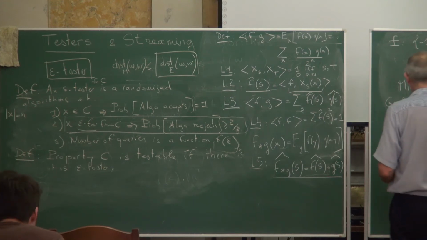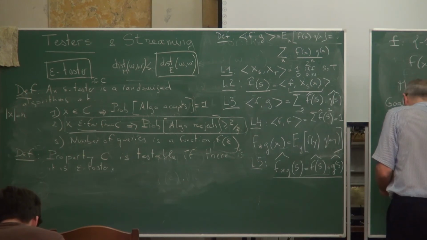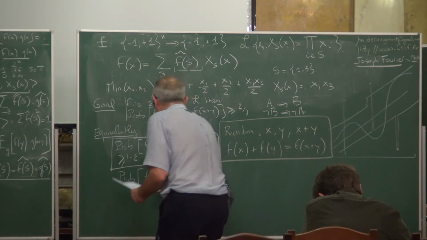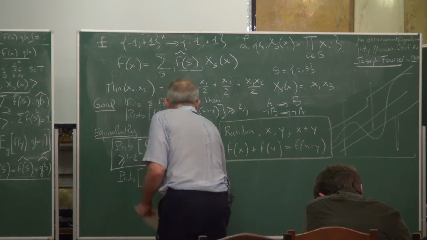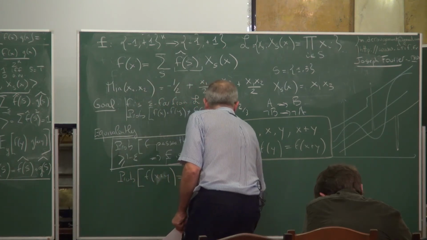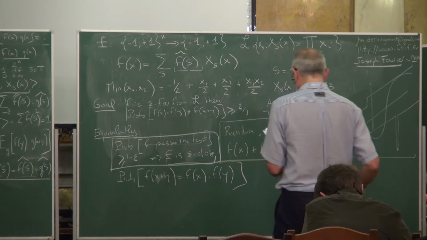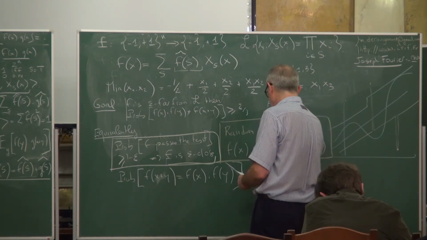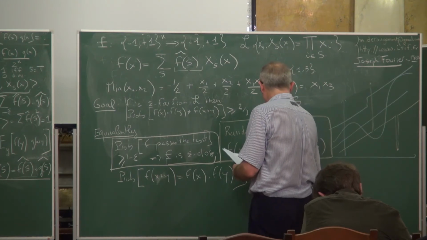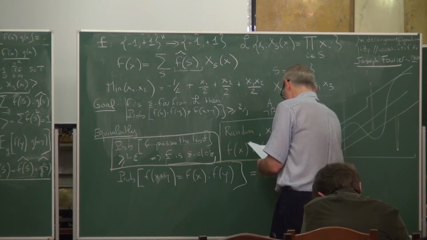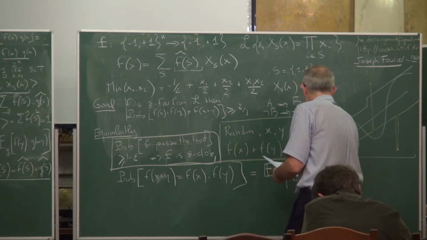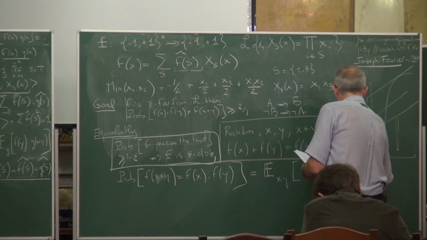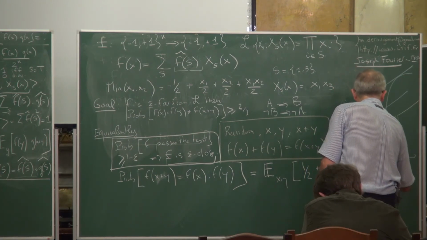All right. So now, the probability that f passes the test. f passes the test means that f of x plus y equals f of x times f of y. I'm going to say that it is the same as the expectation over x and y of a complex expression, which is 1/2 plus 1/2 of f of x, f of y, f of x plus y.